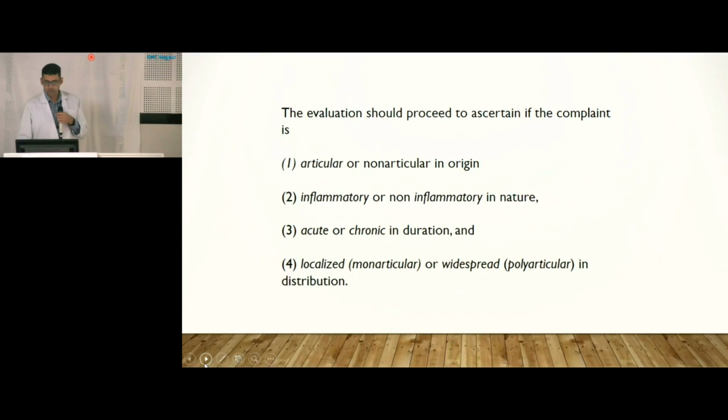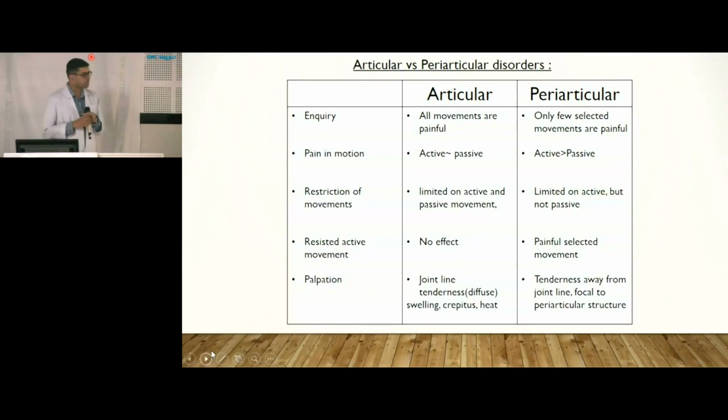Is it acute or chronic in duration? About duration, I will explain in my further slides. Is it local, that is a monoarticular involvement, or a polyarticular involvement? Our first explanation is whether it is articular or periarticular.